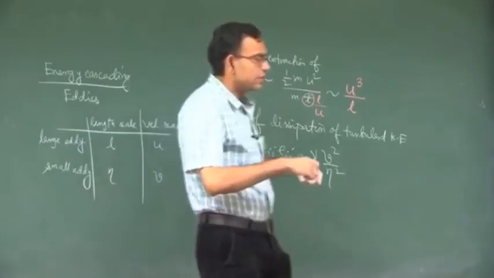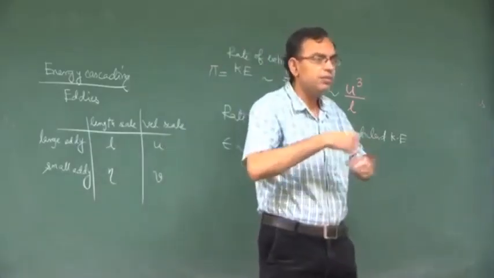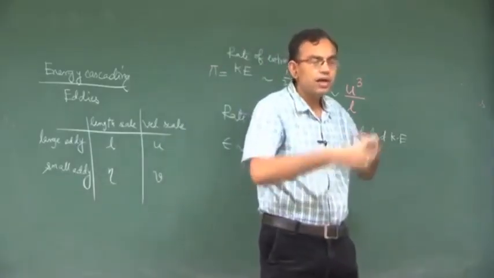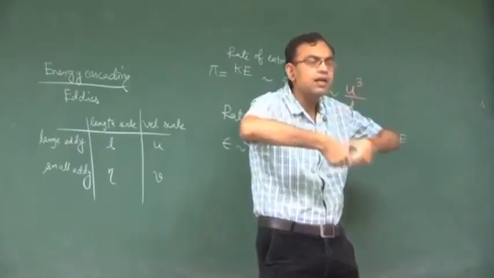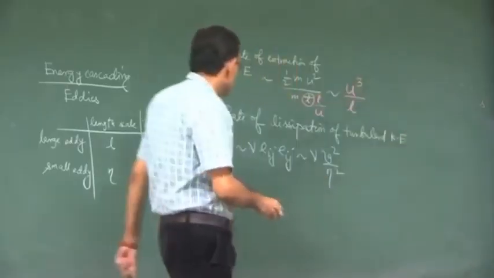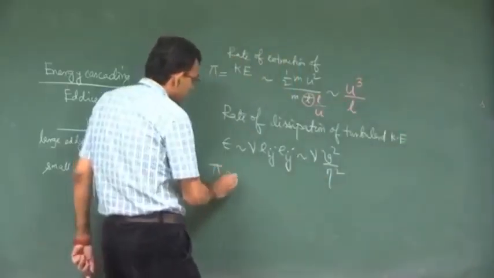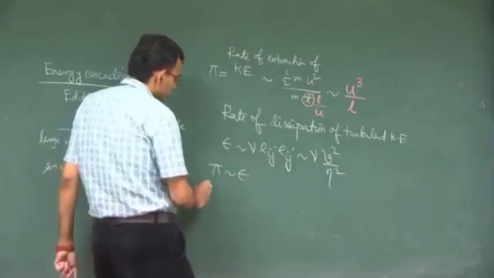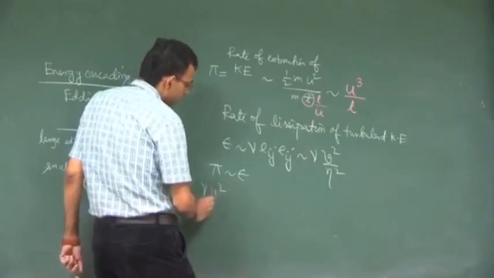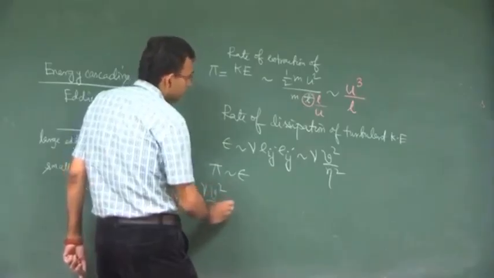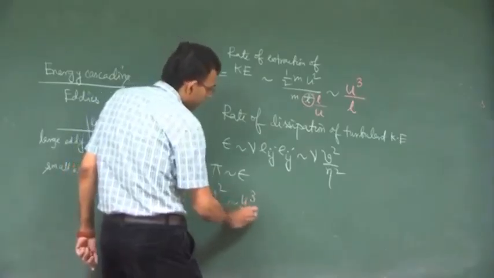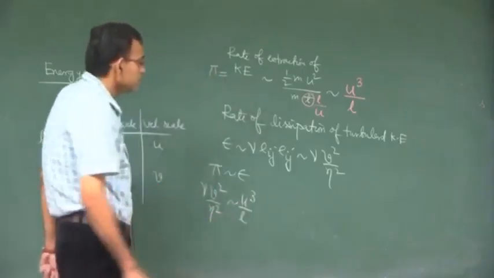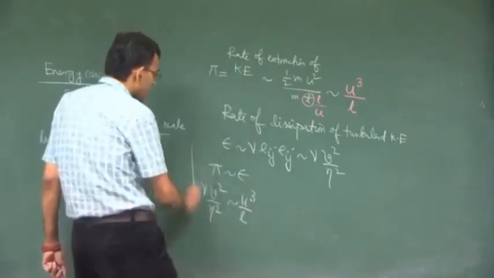So, to maintain the dynamic condition, whatever is the energy extracted, the same energy is dissipated. So, pi is of the order of epsilon. So, nu v square by eta square is of the order of u cube by L. So, this is one condition.